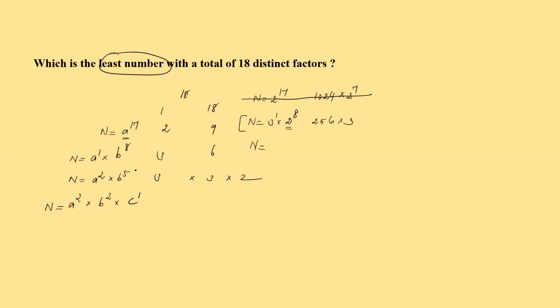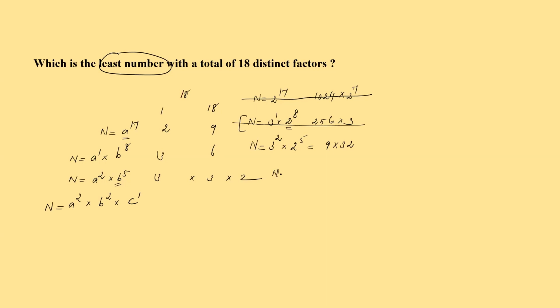Now going into the next one, a square into b power 5. Put the least prime value for b here: 2 power 5, and then 3 square. So this is going to be 9 into 32, somewhere around 200 and something. So I can cross the previous one out; this value is comparatively lesser.